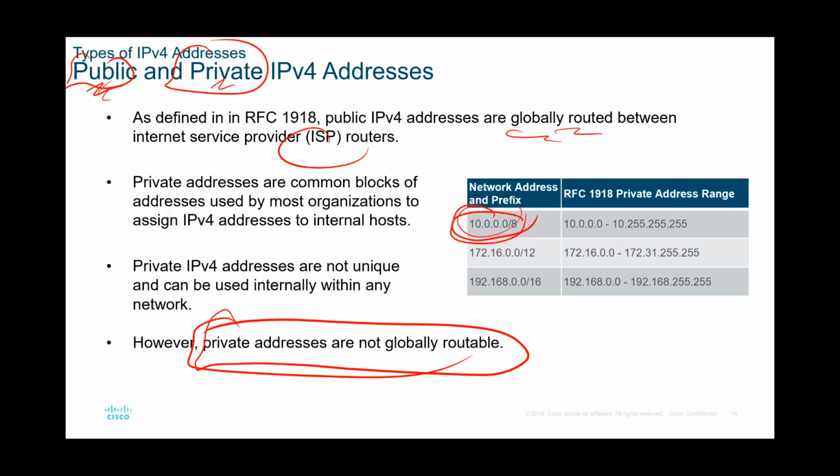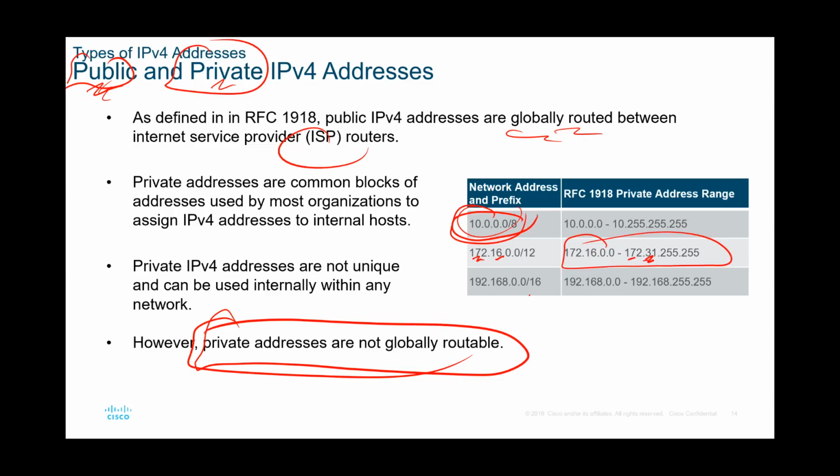I'm going somewhere again. In class B, we have more than one block given for class B. In class B, 172.16, 172.17, 172.18, 172.19, all the way to 172.31. All those addresses, 172.16 to 172.31, are the only private IP addresses in class B. All other addresses in class B are public IP addresses being used on the internet.